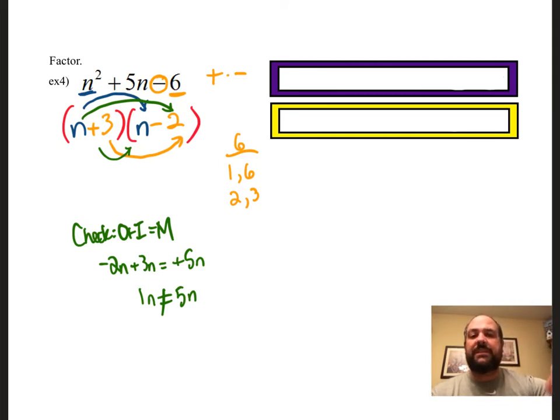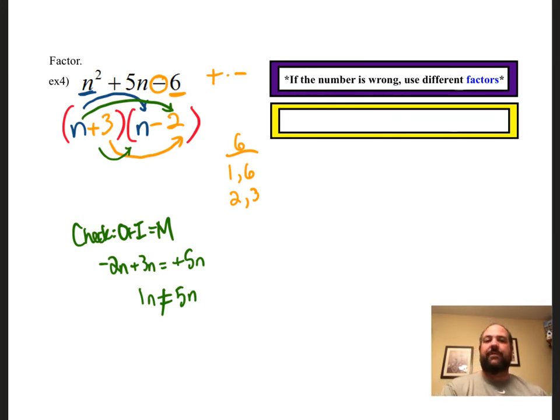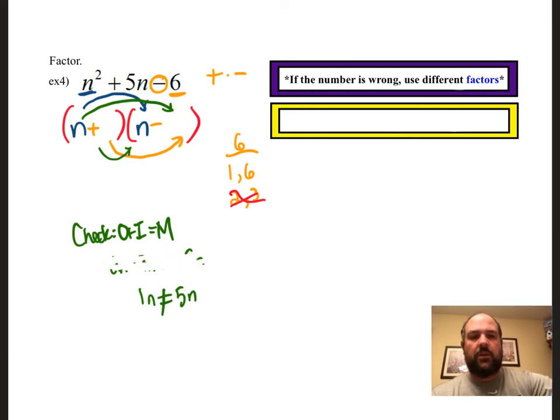If you run into this problem where you get the wrong number, you're going to have to use different factors. As soon as I see that the 2 and the 3 didn't work and gave me the wrong number, that tells me they are out. So I must have to use the factors of 1 and 6. Let's go back for a second and erase these, and let's use 1 and 6, and we'll check our addition at the end.